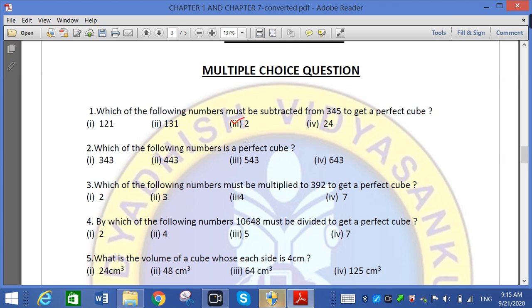Now, which of the following numbers is a perfect cube? We have already written the cubes from 1 to 10. Here the unit place is 3. When the unit place is 3, it is a cube of 7, either 7 cube or 17 cube or 27 cube. So 443 and 543 are not cubes. The perfect cube is only 343. So in the second answer, 343.